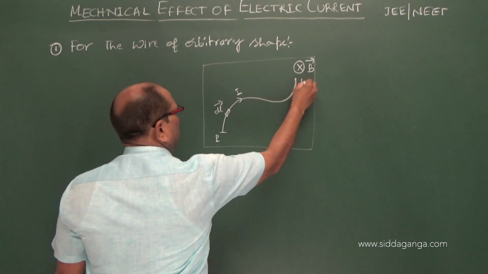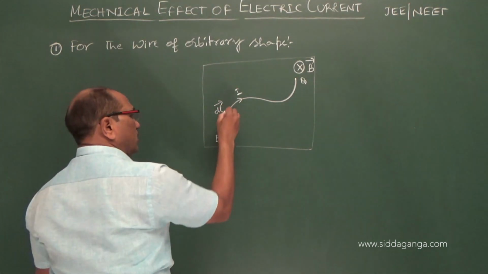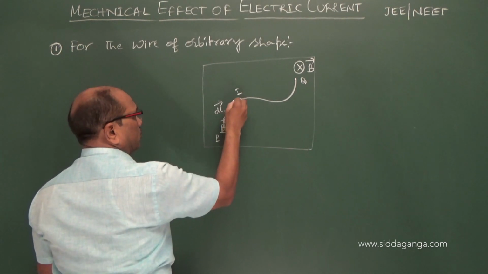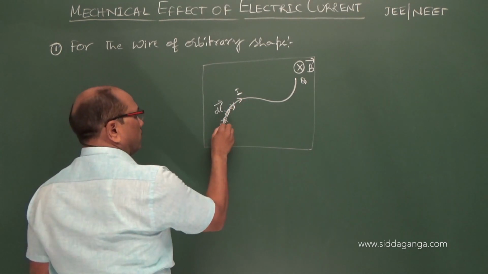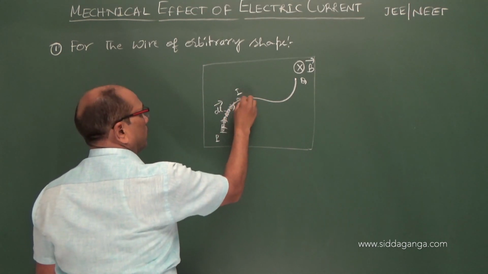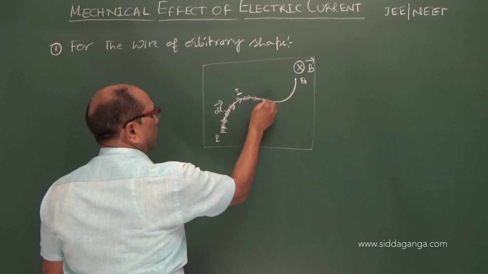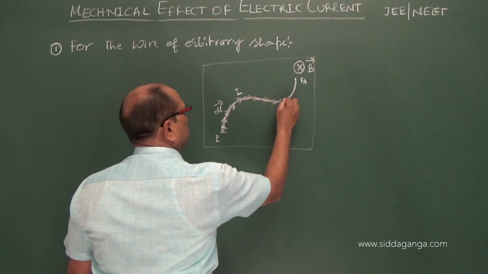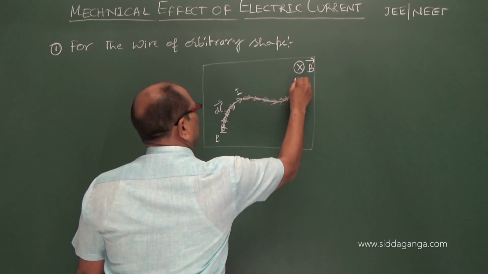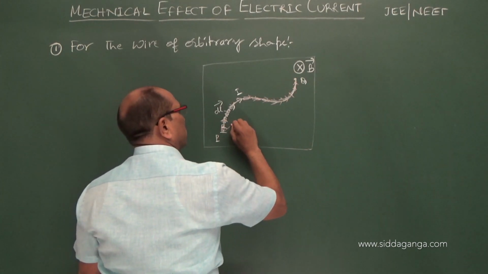from P to Q. How to get such small current elements? I can go on adding such elements one by one. Each one of these elements produces a force, and we have to take the vector addition. Otherwise, I can join them.